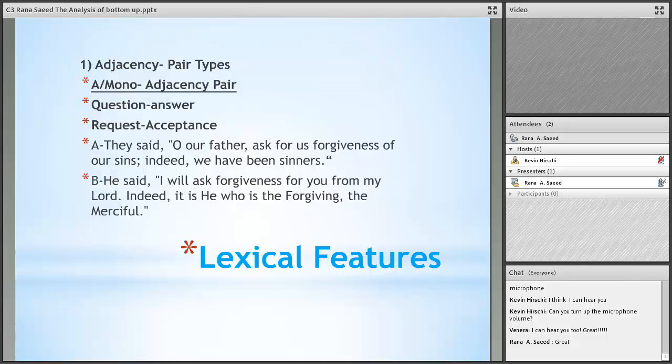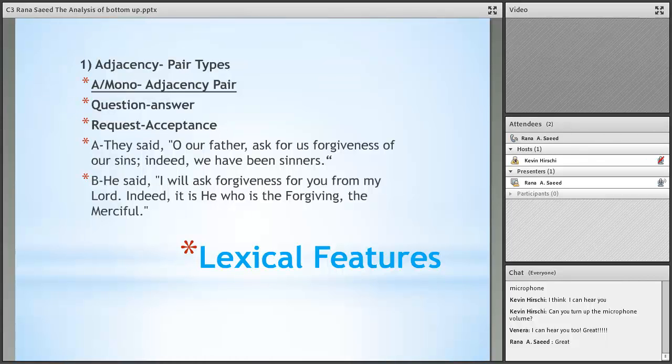As for the second set of features, which is the lexical features, we need to talk about two things. We need to talk about the participants' intentions that is really manifested in the adjacency pair types. And also we need to talk about the type of the opening and the closing system. Now, with an adjacency pair, we can talk about a mono-adjacency pair when the speaker uses only one type, like question answer only, or request acceptance.